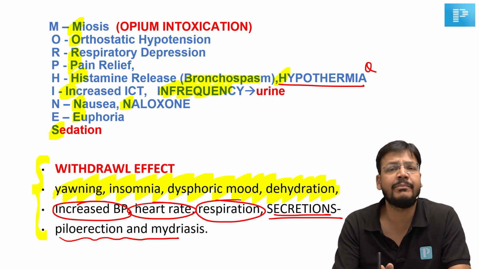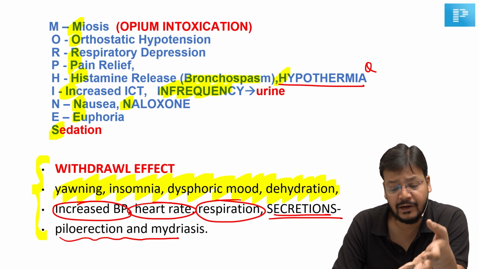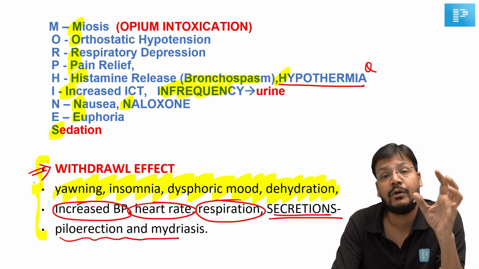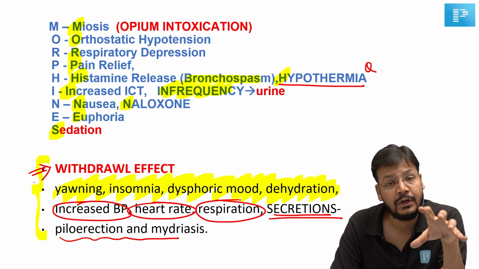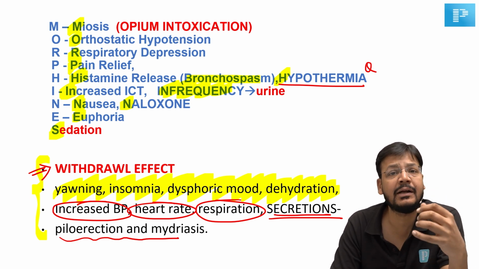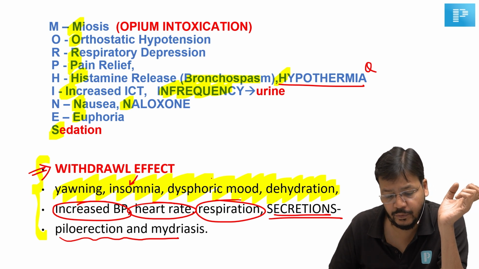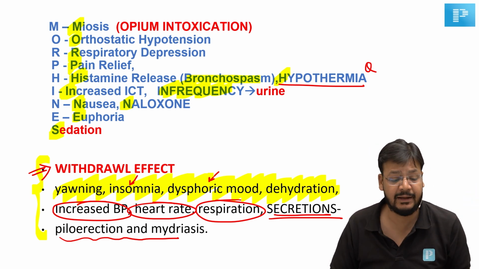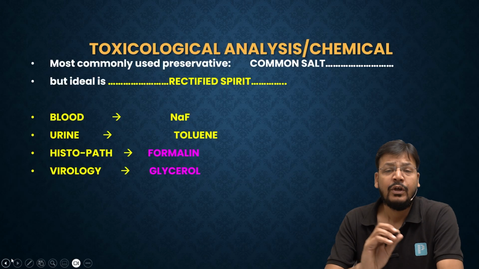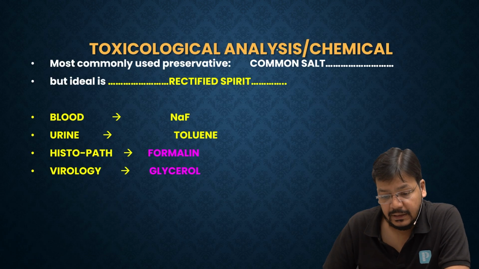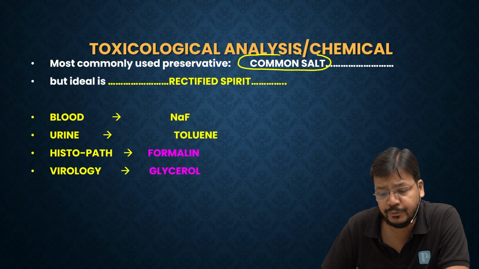So if piloerection, mydriasis or increased BP, heart rate, respiration or secretion are seen, that will be, my dear friend, withdrawal effect of the opium. To remember opioid intoxication, remember morphine; withdrawal effects will be its opposite. Insomnia, dysphoria, dehydration are very, very important.